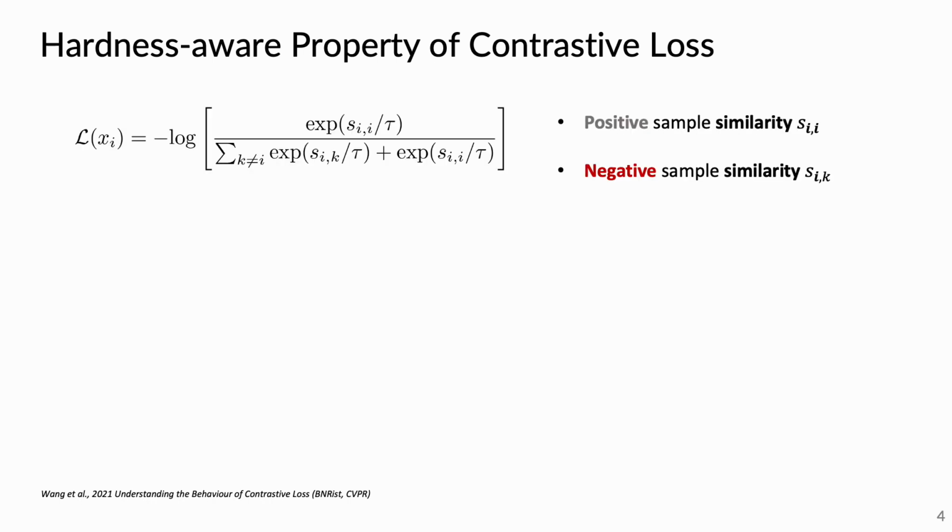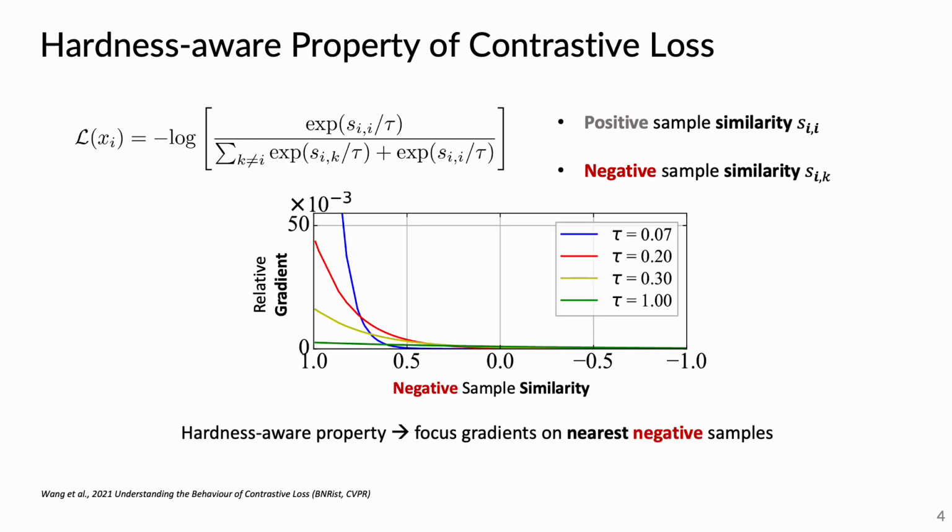The success of the contrastive loss has been attributed to its hardness-aware property. A study investigating the behavior of contrastive loss through the lens of the temperature scaling parameter shows that reducing the temperature increases the relative contribution of the closest negative samples. This hardness-aware property leads to pushing away the closest negative samples and is one of the main ingredients for the success of contrastive losses.